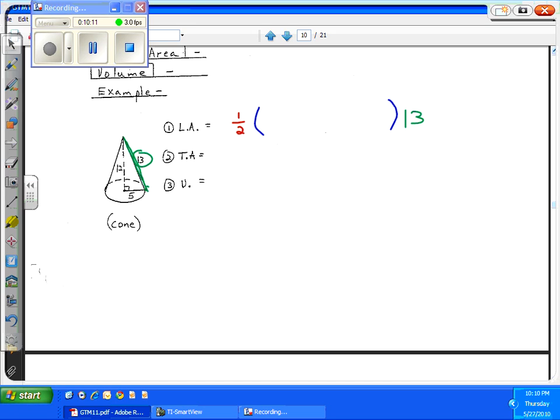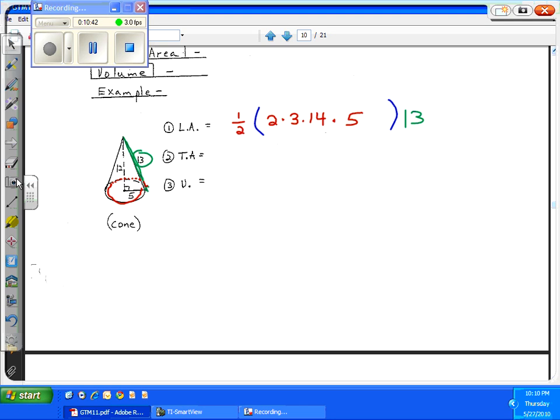We just need perimeter of the bottom. The bottom is a circle. Perimeter's distance around. Distance around a circle is called circumference, and circumference is 2 times pi times the radius, which is 5. So we have 1/2 perimeter of bottom, in this case circumference, times slant height. Okay?